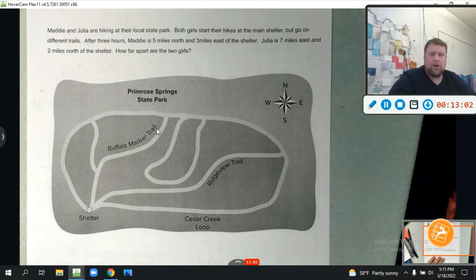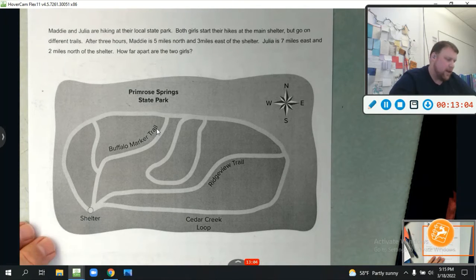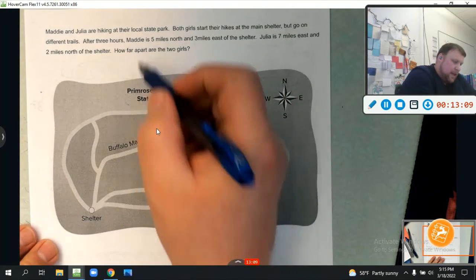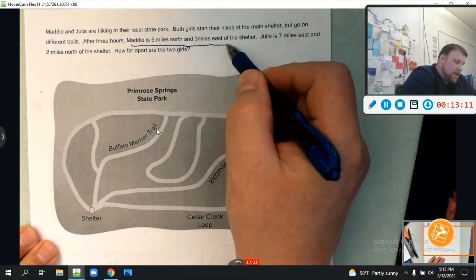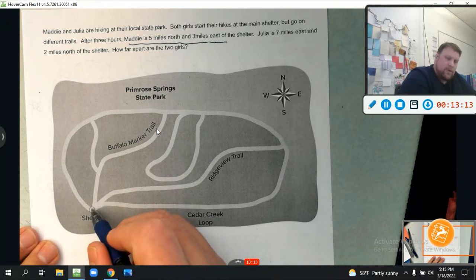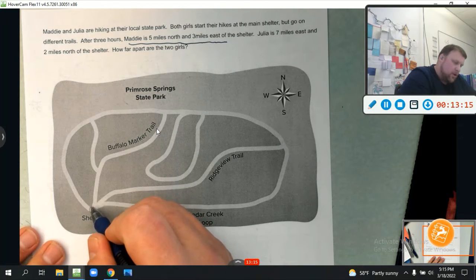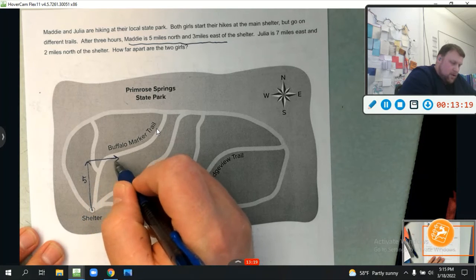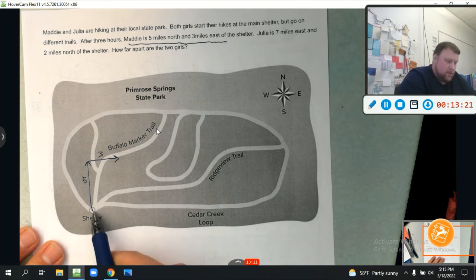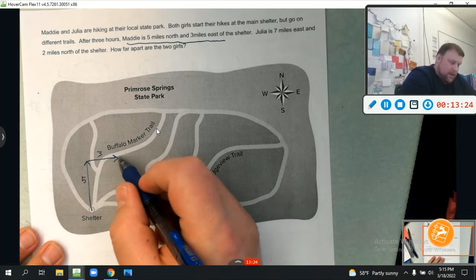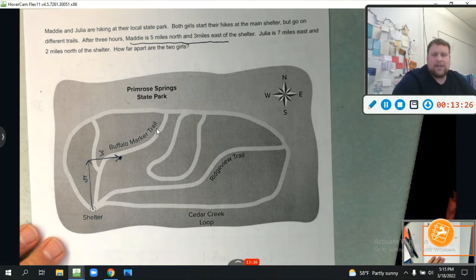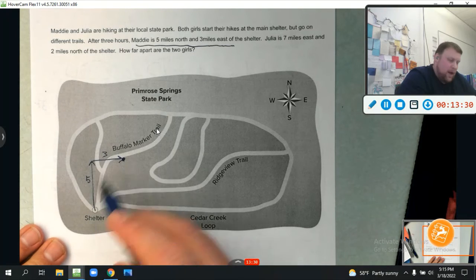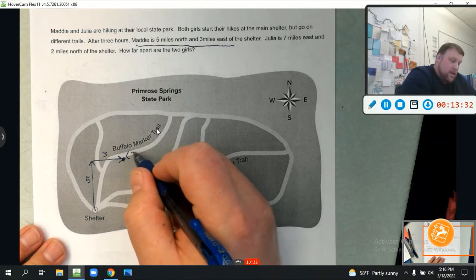So first of all, let's find out. We know that Maddie is 5 miles north and 3 miles east. North is up, so if here's the shelter, she's going to go up 5, and then she's going to go over 3 to the east. So she went north 5, east 3. Now let's look at these as an xy coordinate. My left and right is my x, my up and down is my y. So wouldn't this just be the point 3, 5?